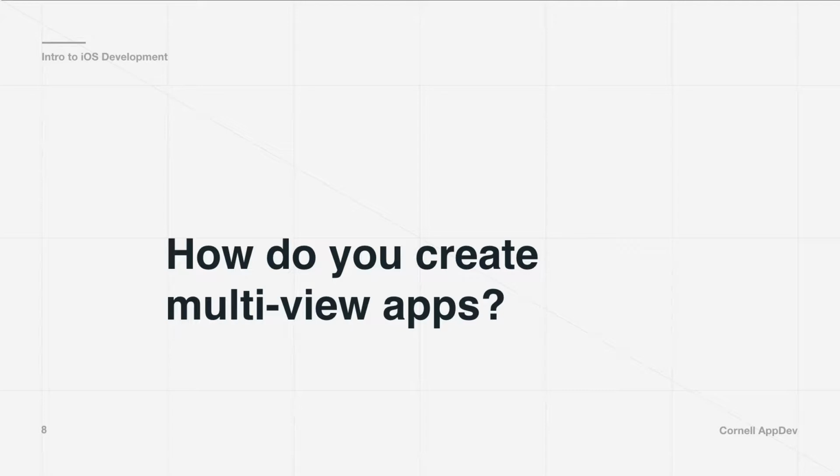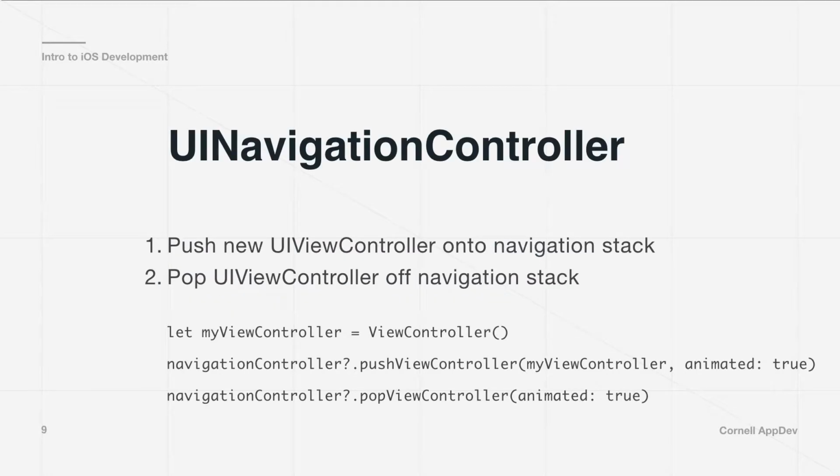A lot of what we talked about in the last lecture was generally presenting your views on a view controller. But how do you create multiple views throughout your app? Let's say Instagram, you want to present a profile view controller. How exactly do you present another one? How we do that within iOS is creating a UI navigation controller.